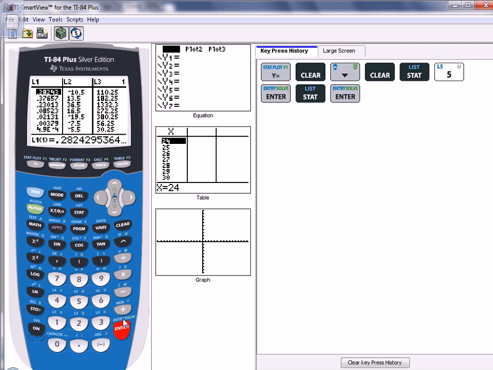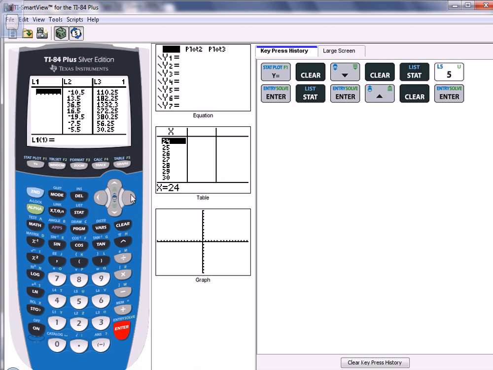Now, you may not have data. I have a lot of data, so what I want to do is clear my data. The way I would clear the data is to hit the up arrow and hit Clear. Do you see how it's now highlighted on L1? When you hit the up arrow, it goes up into this top part, and you can clear all the data by hitting Clear and Enter. And you'll notice it all went away.